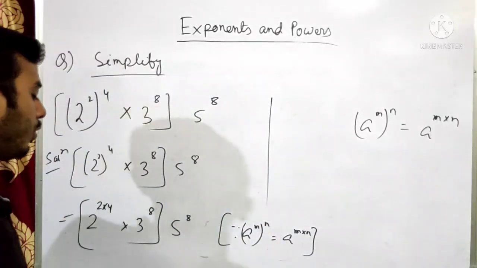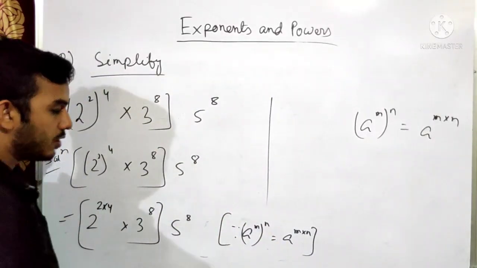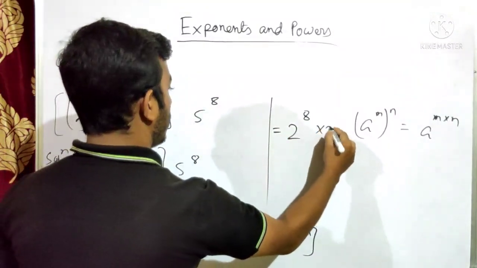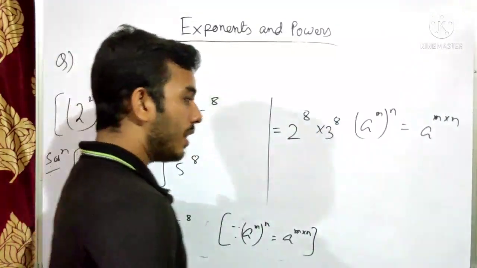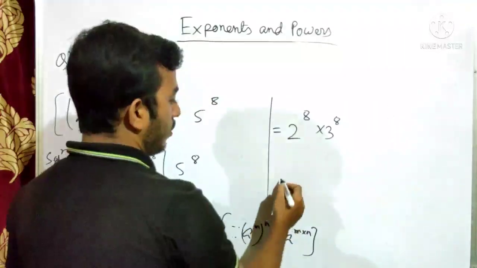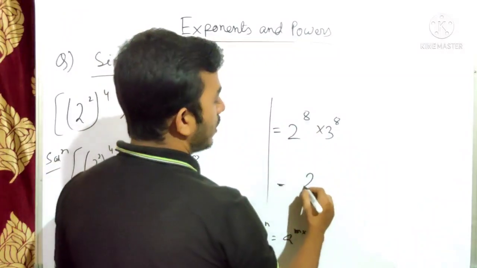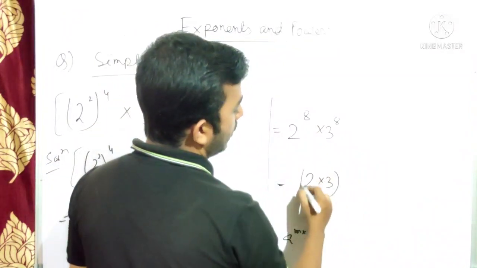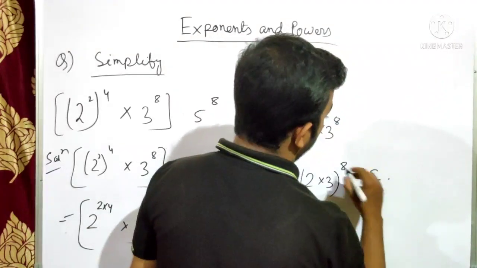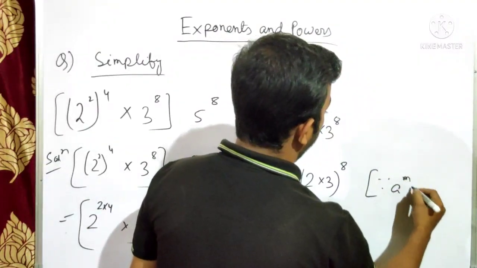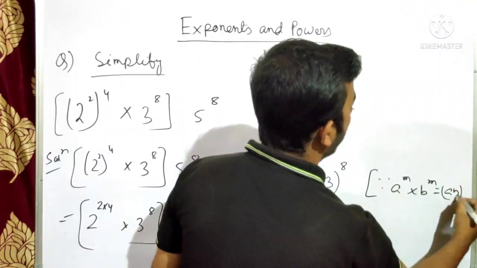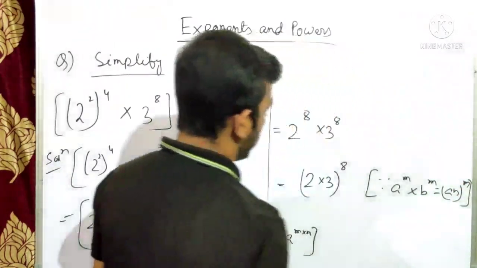So now 2 into 4 is how much? 2 into 4 is 8, isn't it? So we'll write here 2 to the power 8 into 3 to the power 8. Look, in this case the base is different but the powers are the same, isn't it? So we have to multiply the bases 2 into 3 and take the power common. Which relation is it? It is a to the power m into b to the power m equals ab whole power m, isn't it?